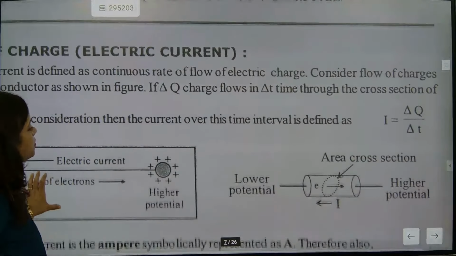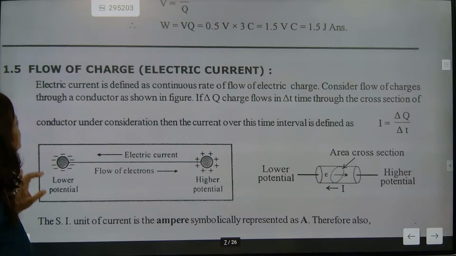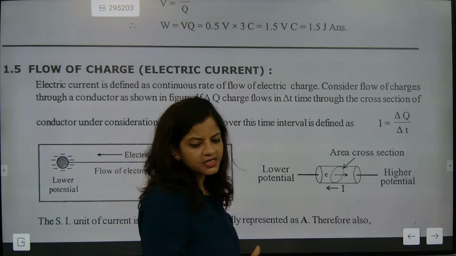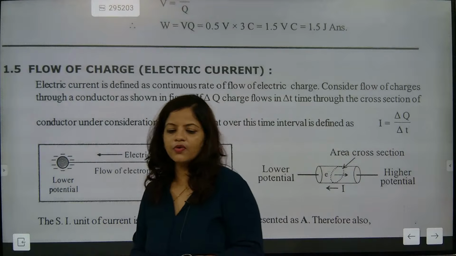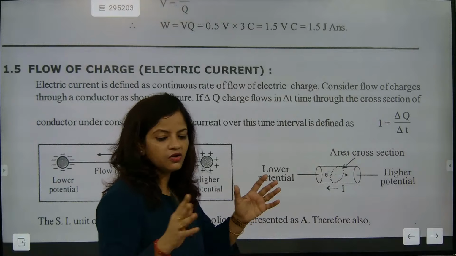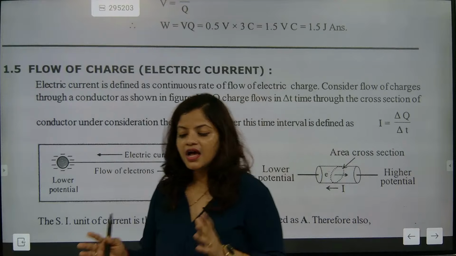So now look at it. What I am going to do is see the flow of charges in electric current. Now we will go to the next section. In the next section, we are going to understand lower potential and higher potential. What is the meaning of it? Lower potential and higher potential.